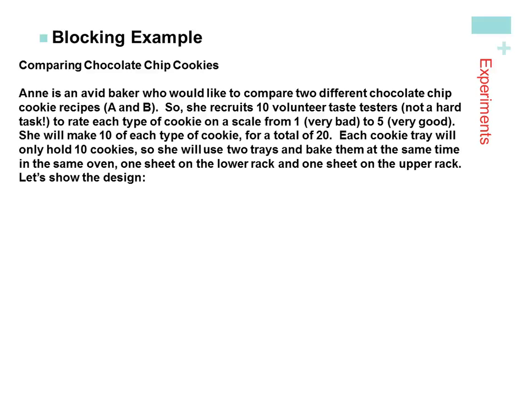She'll make 10 of each type of cookie for a total of 20. Each cookie tray will only hold 10 cookies, so she'll use 2 trays and bake them at the same time in the same oven. Good. Same time, same oven, so there's no atmospheric pressure differences and heating differences and things like that. But room is an issue. She'll put 1 sheet on the lower rack and 1 sheet on the upper rack. Now, anybody who's ever done any baking knows that the lower rack and the upper rack bake differently. One's closer to the coils, providing the heat.